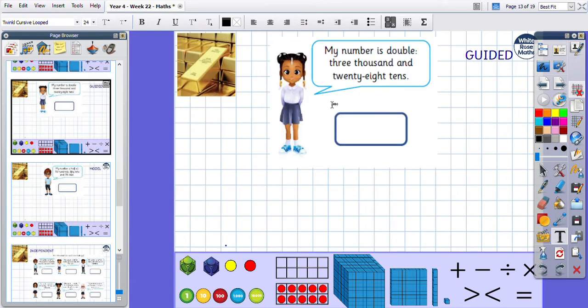Gold then. My number is double 3,028 tens. So you are going to compose this number, okay, to find the end product. So my number is double, so we need to double the number, 3,028 tens. So my number is 3,028. I want to double it, so I want to times it by 2. Okay, so I'm going to use column method because I can't do this in my head.